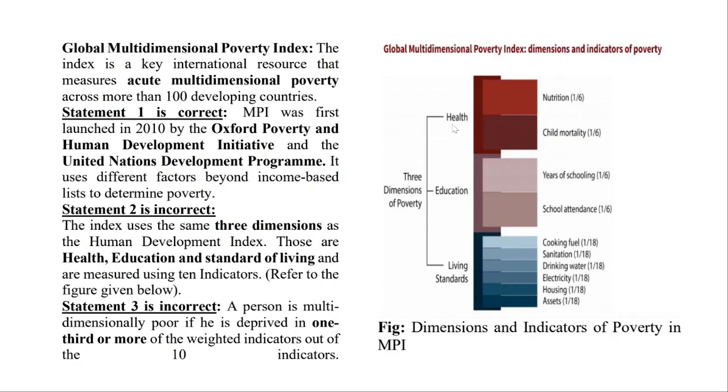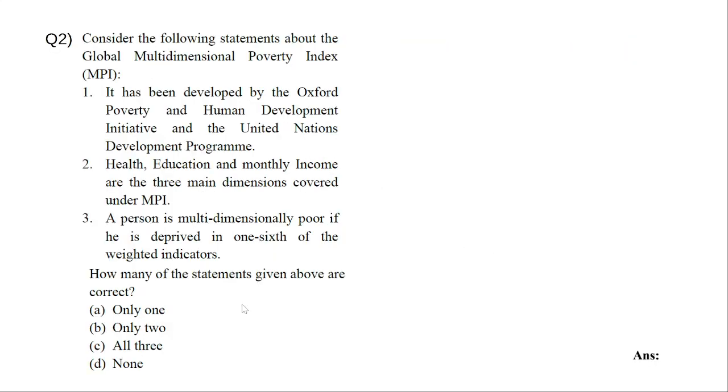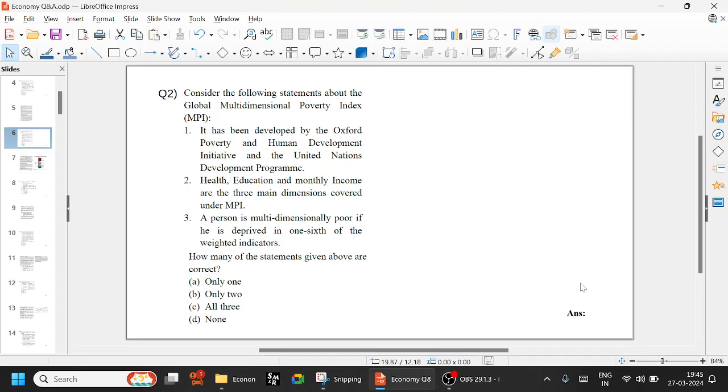But here it is health, education, and living standards. A person is multidimensionally poor if he is deprived in one third or more of the weighted indicators out of the 10 indicators. So if he is deprived in one third or more of the weighted indicators, then he is considered multidimensionally poor. Try to remember that. So the answer will be A.